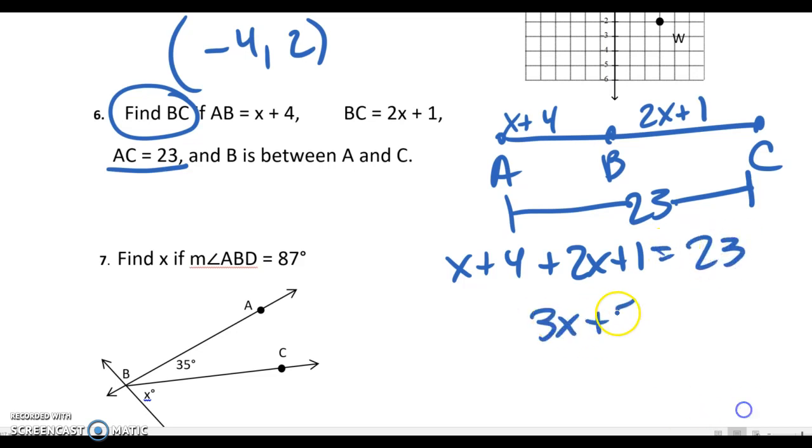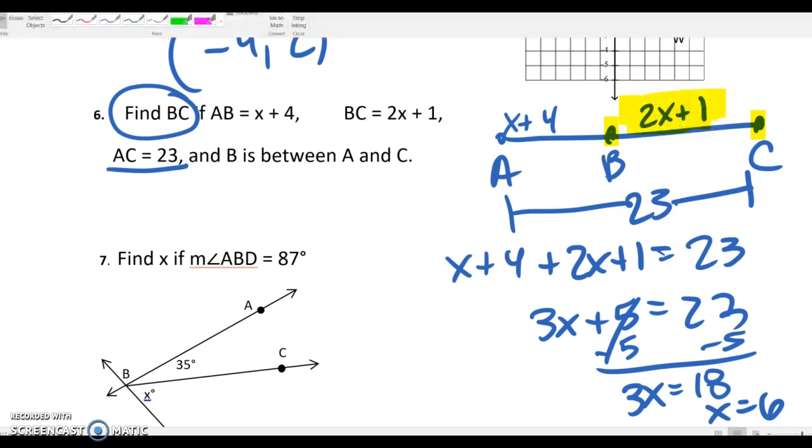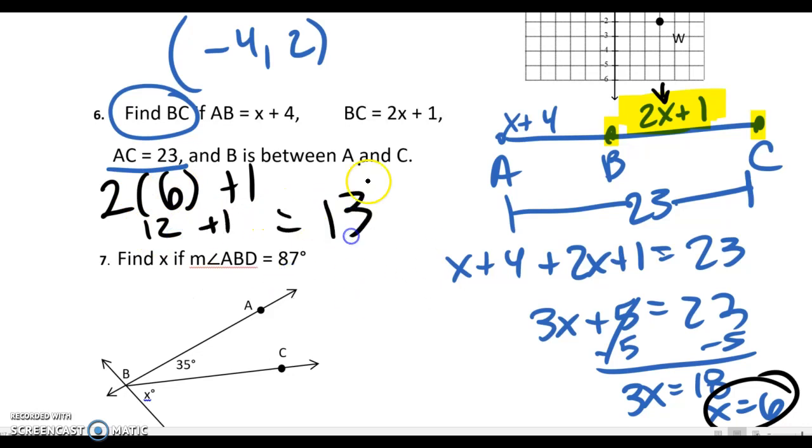You get 3x plus 5. And subtract 5 from both sides. And I get 18, and x equals 6. Remember, that's not my answer. You have to find BC. So let's go back to the picture. From B to C, that's this piece right here. So take x equals 6 and plug it into the x. So that's 2x plus 1, plug in 6. 2 times 6 is 12. 12 plus 1 is 13, and that's your answer for number 6.